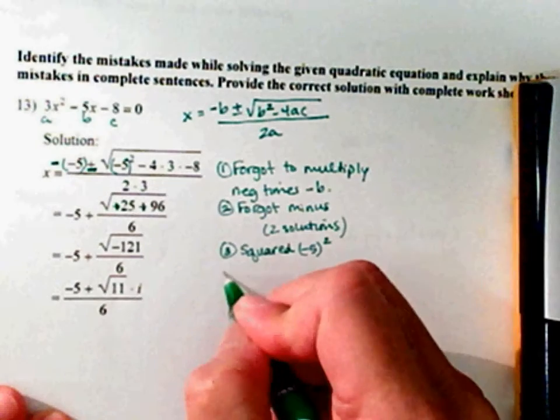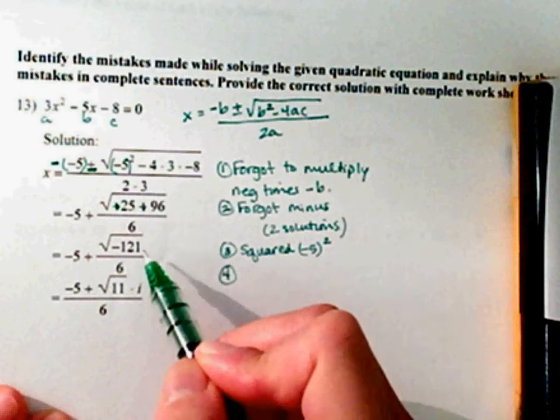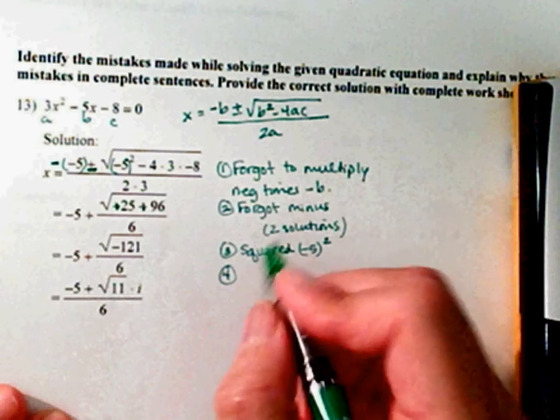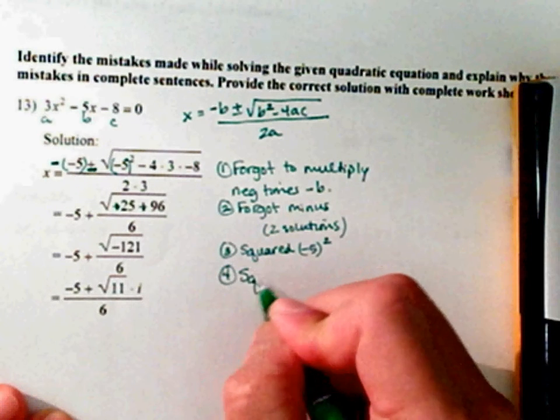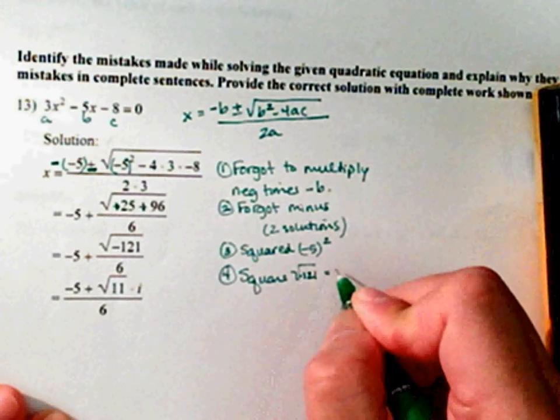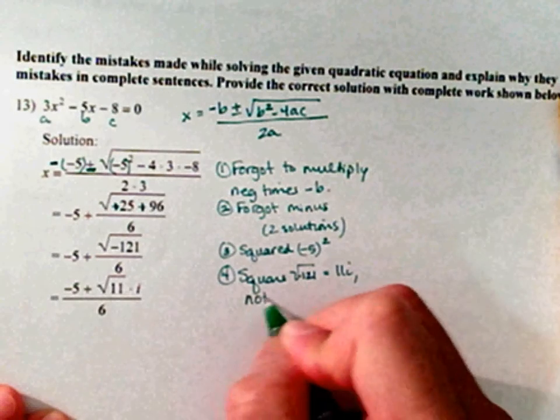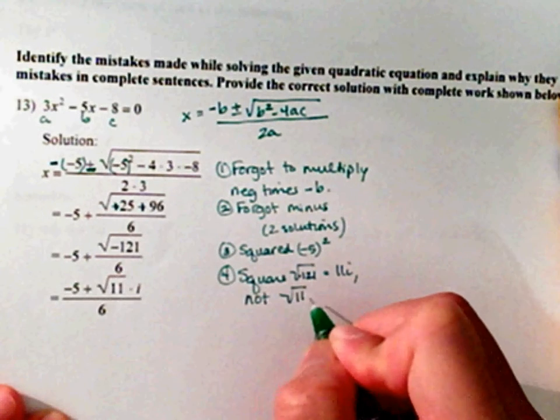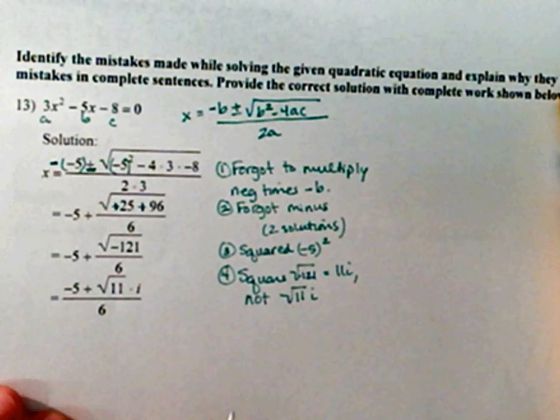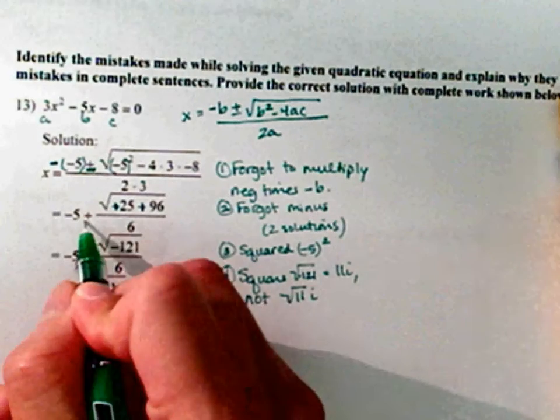Continuing on. Okay, but if they hadn't done that, then this part right here, they took a square root of negative 121. So when you square root negative 121, this comes out to be 11i, not square root of 11i. Okay? So they're messed up right there as well. So these are things that you can see that they have messed up, and we can continue on.